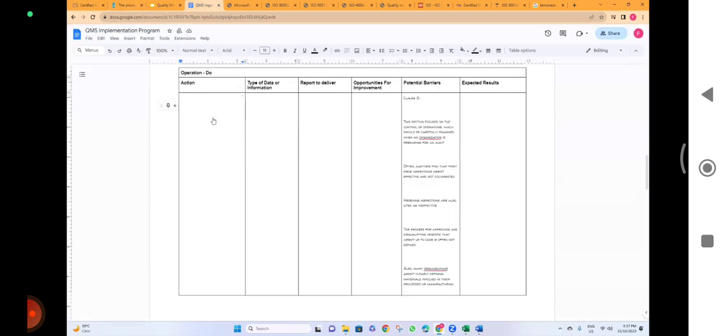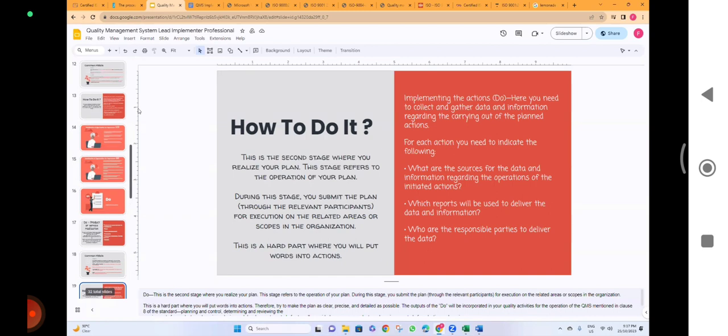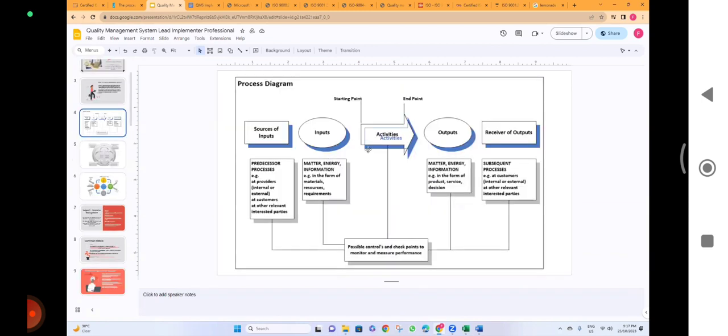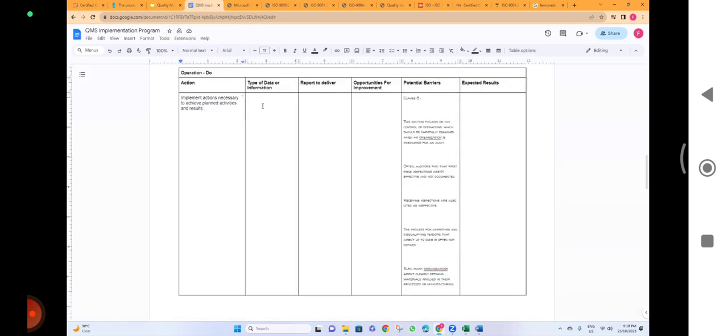So just to clarify, what are these actions necessary to achieve these planned activities? These actions are the actions right here. These are the actions that you have to do. This is step 1, 2, 3, 4, 5. These are the actions that you need to complete in order to achieve the planned results. We now go to the type of data or information. What is the type of data and information you need to complete these actions?